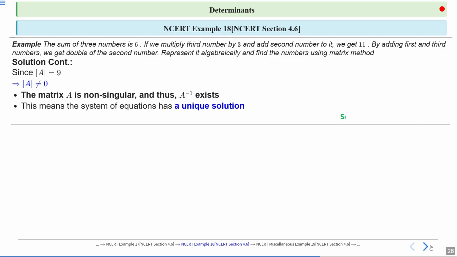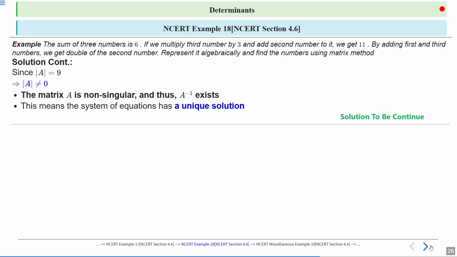Okay, so in this question, at first we convert the given lines into a system of linear equations. So there is given the sum of three numbers. So we take the three numbers as x, y, and z. The first statement is the sum of three numbers is 6. So x plus y plus z is equal to 6. That is your equation number 1.